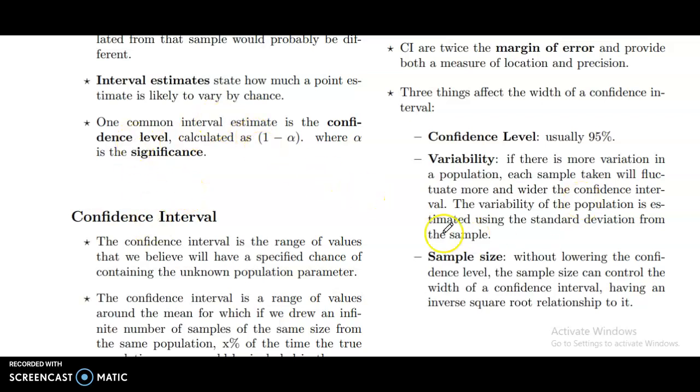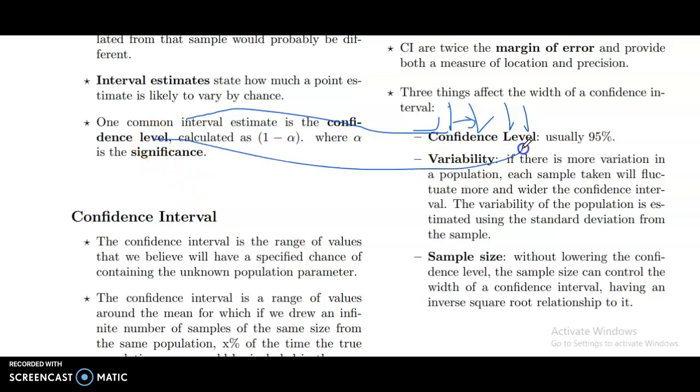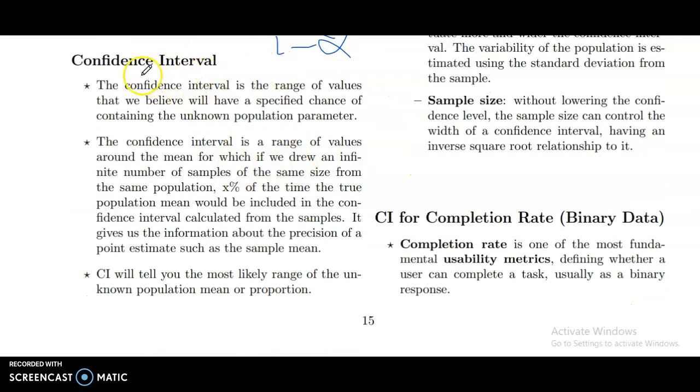One common interval estimate is the confidence level, calculated as 1 minus alpha, where alpha is the significance level.